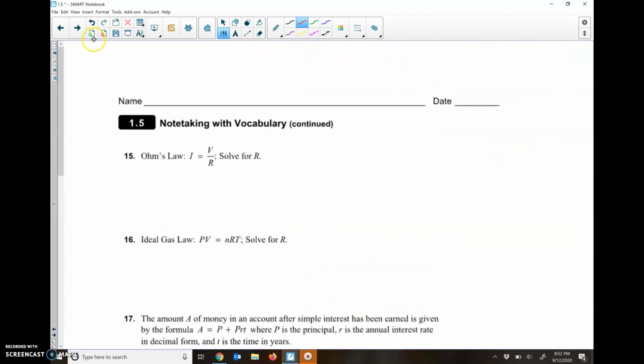So we get some more examples on the back page here. Now you realize we're on the back page of our note packet. That's why we have a test coming up here.